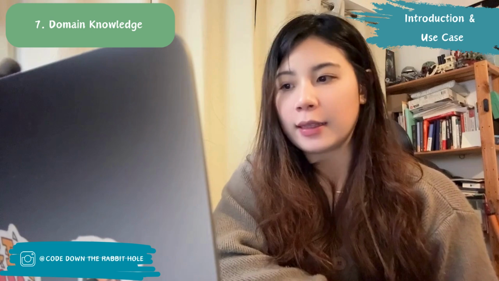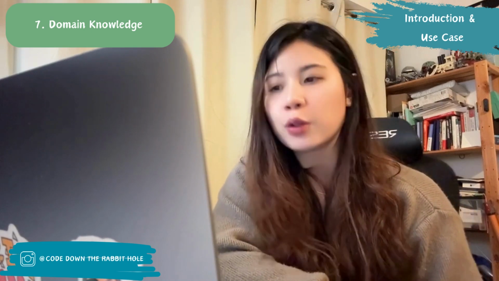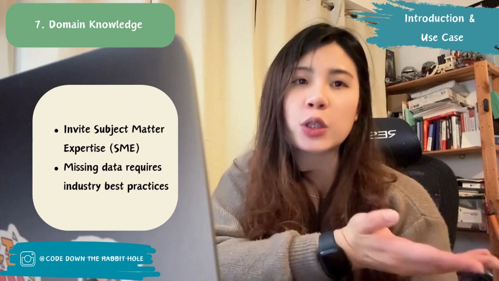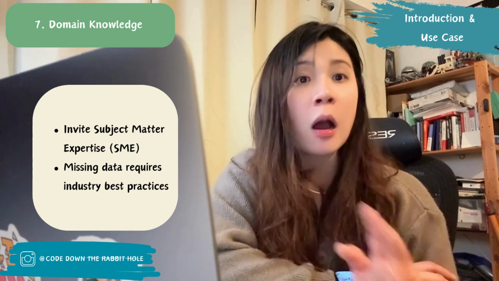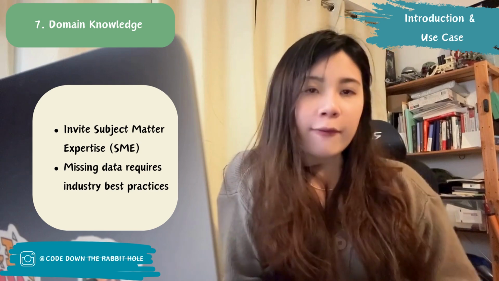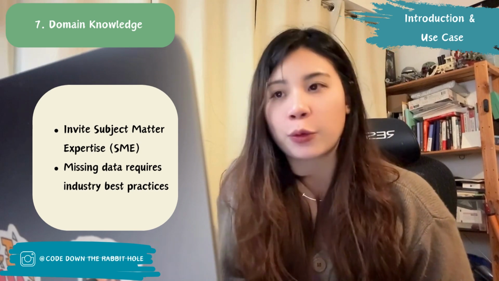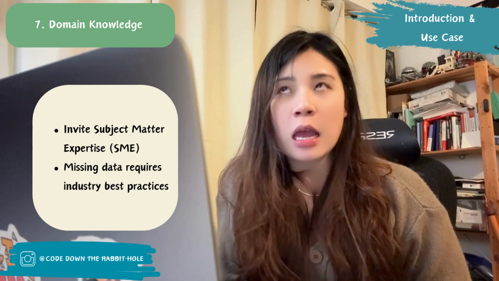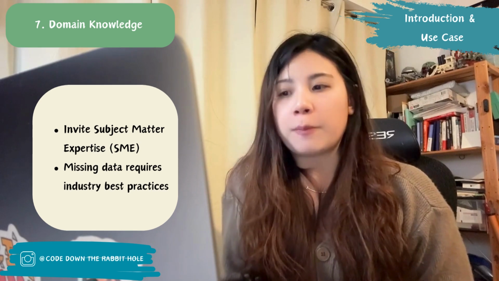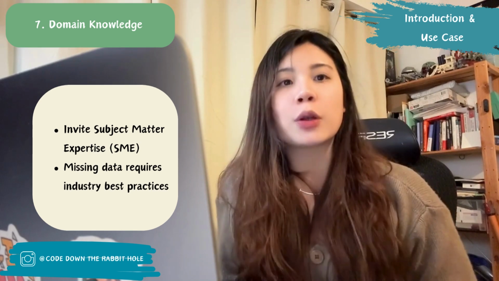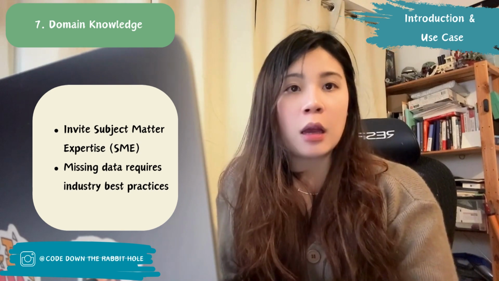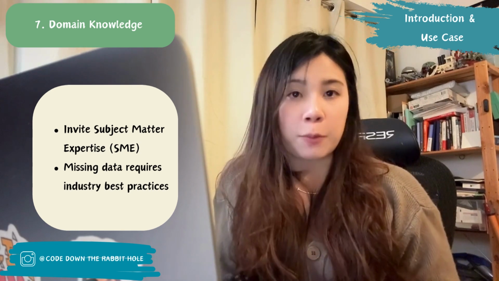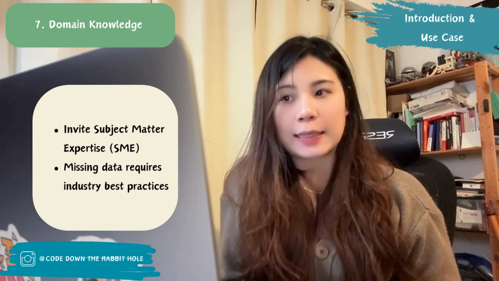Last but not least, we have domain knowledge specific methods. Each industry will have its own way to impute the missing data, where you typically will invite subject matter expertise, also known as SME, to help you impute the missing data accordingly. So those are the 7 ways that we commonly use when it comes to imputing the missing data.